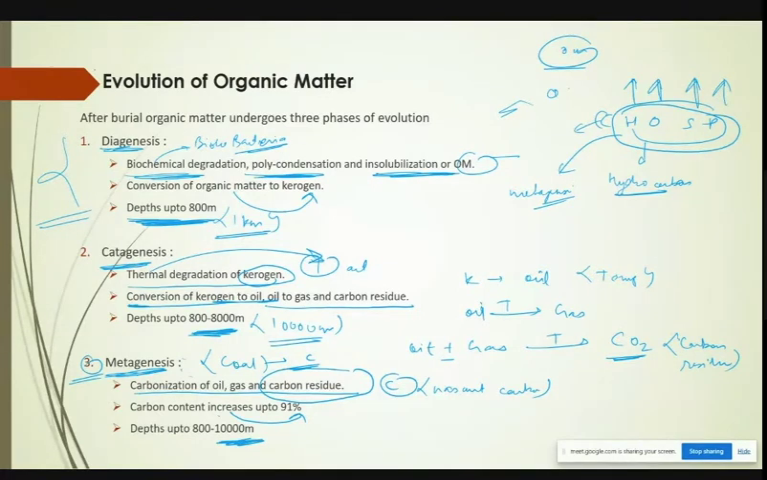So what happens is, firstly, we have a lot of elements: carbon, hydrogen, oxygen, sulfur, phosphorus. Okay, and during diagenesis, some of the oxygen will disappear. During further processes, other elements such as hydrogen, etc., will disappear. And ultimately, what will happen is, since these elements are escaping, the percentage of carbon will go up.